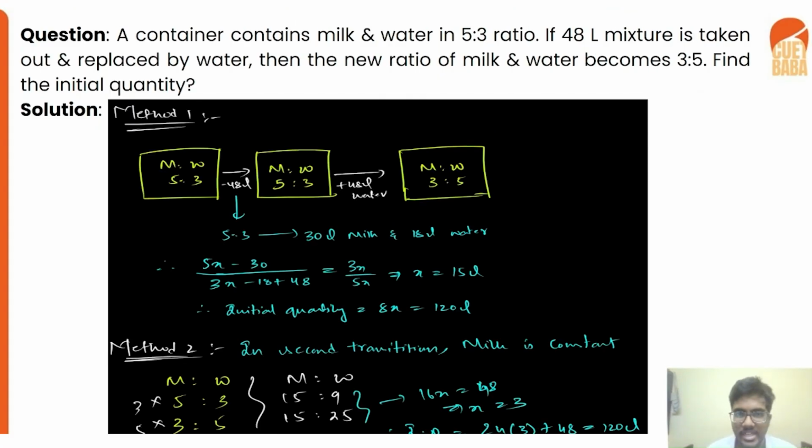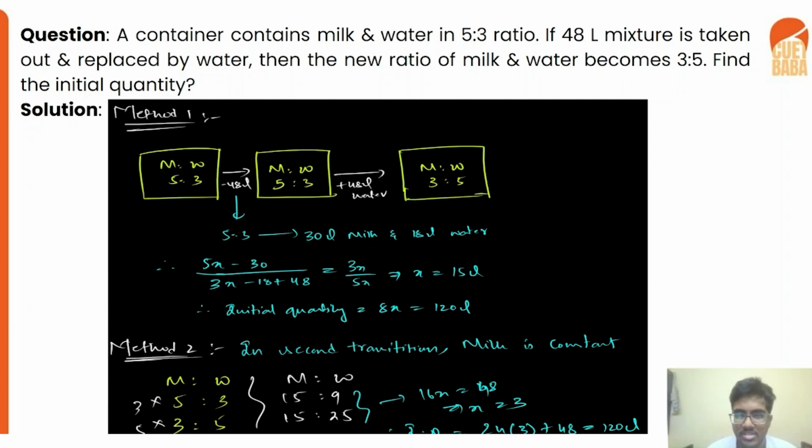So this is a new category of question. Okay, so a container contains milk and water in 5:3 ratio. If 48 liters of mixture is taken out and replaced by water. Okay, so same sort of question. Then the new ratio of milk and water becomes 3:5. Find the initial quantity.